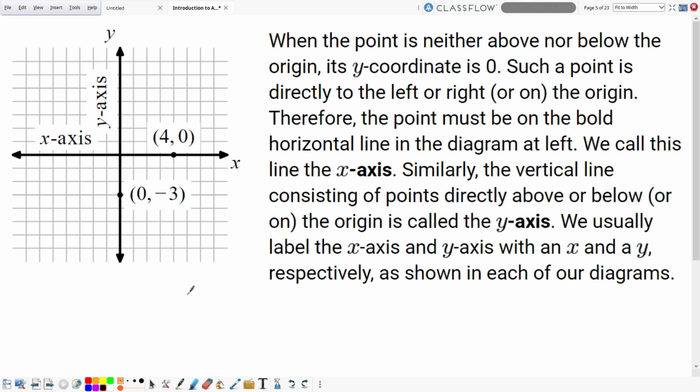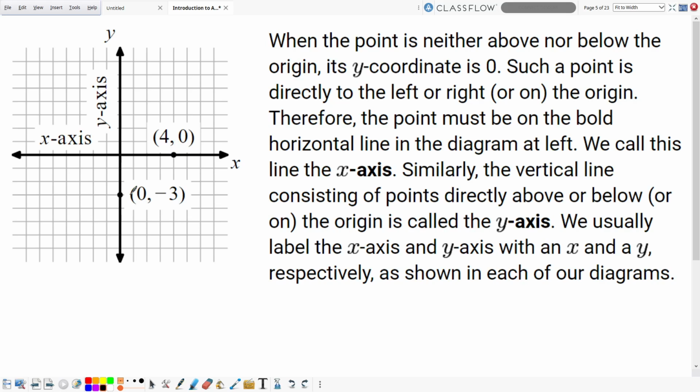Sometimes you can have points that are neither above nor below one of the axes or the origin. Like this point 4, 0. That 4 means move 4 spaces to the right on the x-axis. And since my y coordinate is 0, it means I haven't moved up or down relative to the origin. It stays put.